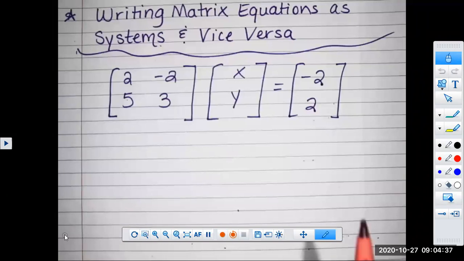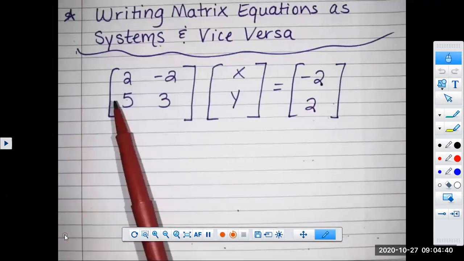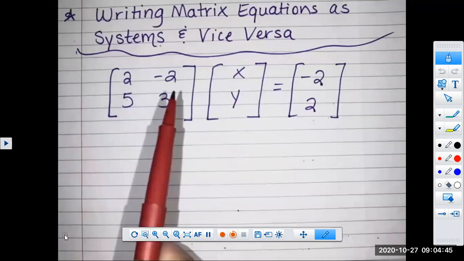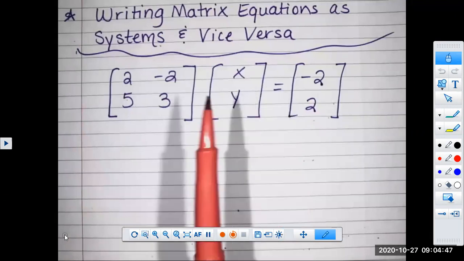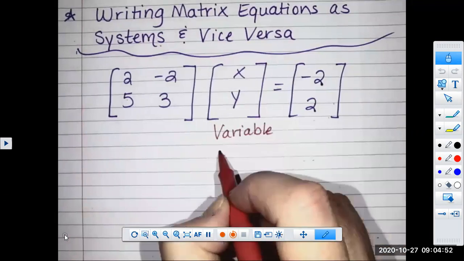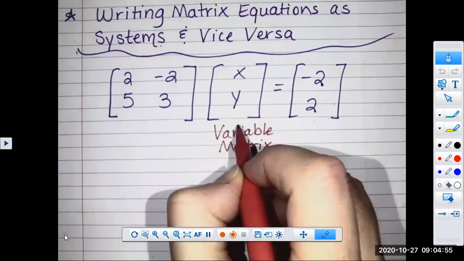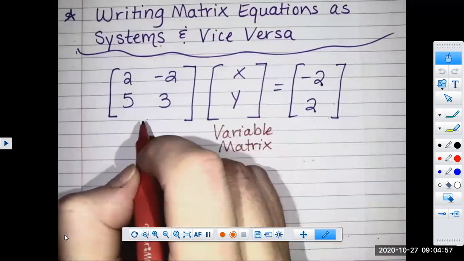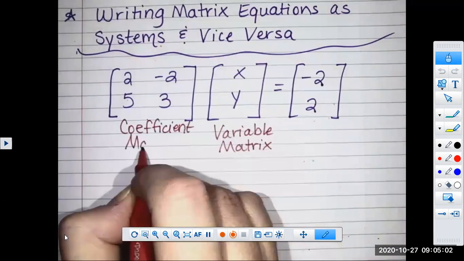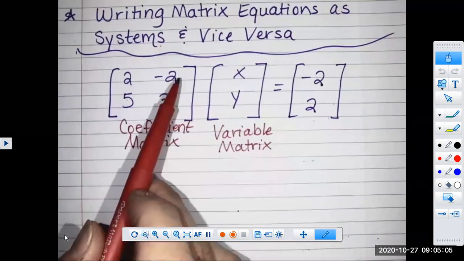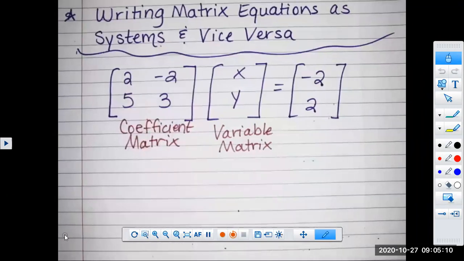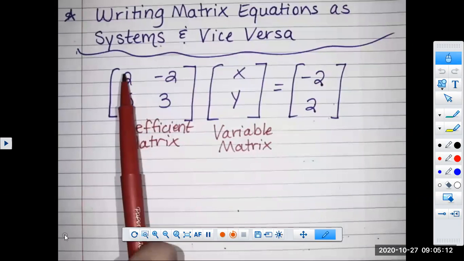Okay, they give you your system in matrix equation form. And what all this means, this represents your variable matrix. Of course, that's what we're trying to find, X and Y. This is called a coefficient matrix. These values across represent the values in front of X and Y. So this equation, tell me what this equation would represent.